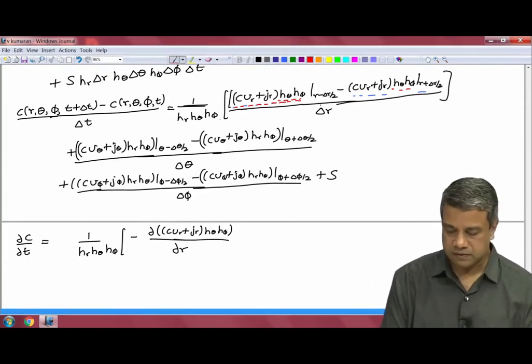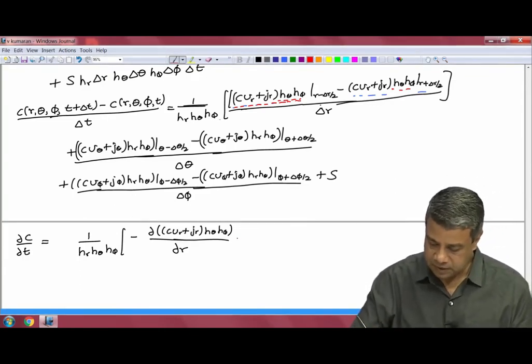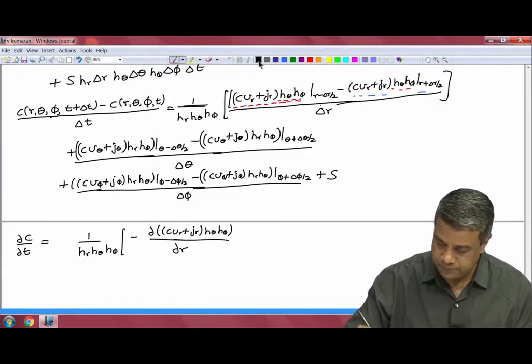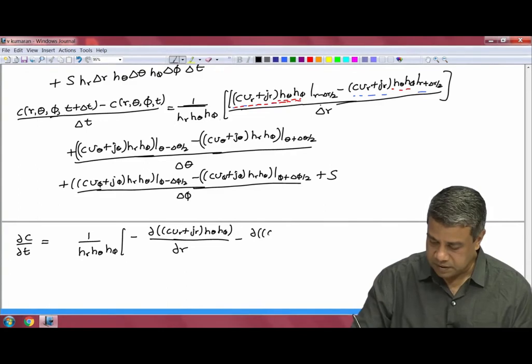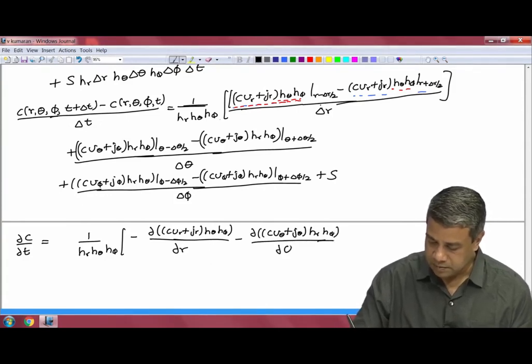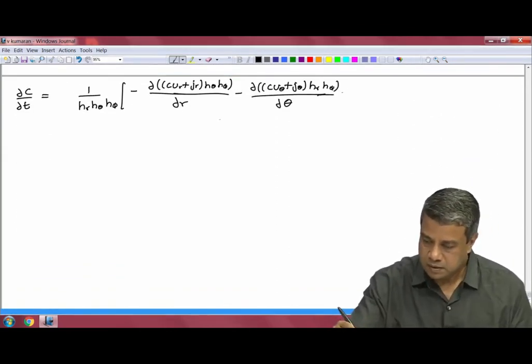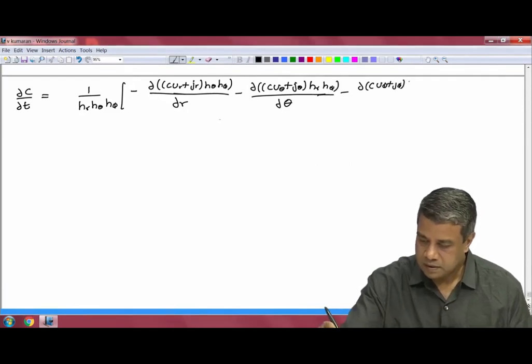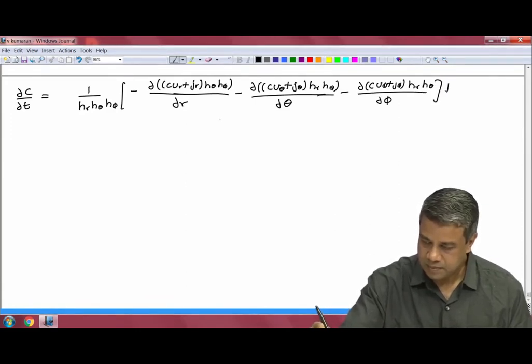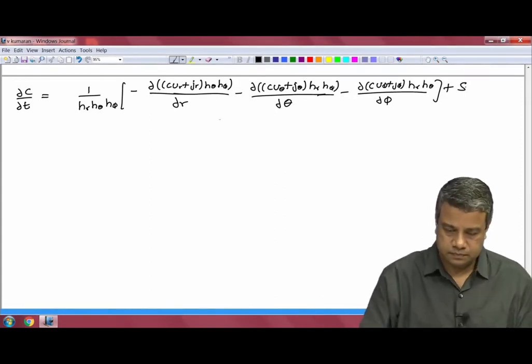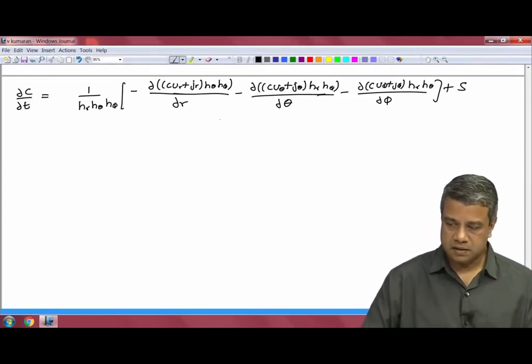So, I have to take the derivative of the whole thing. The next term: minus partial of c v theta plus j theta h r h phi by partial theta, minus partial of c v phi plus j phi h r h theta by partial phi, plus s. That is the conservation equation.